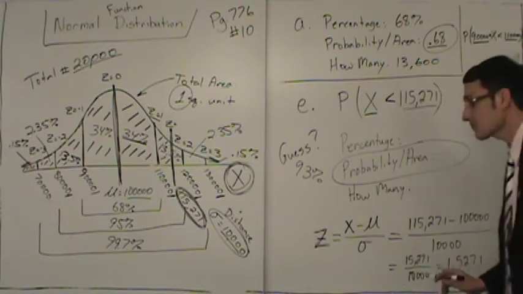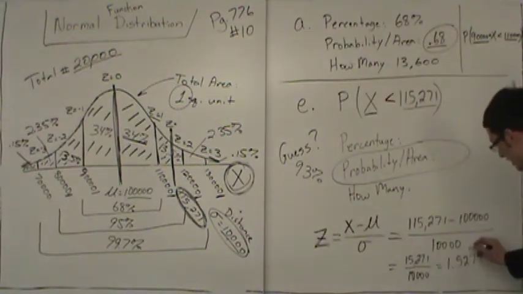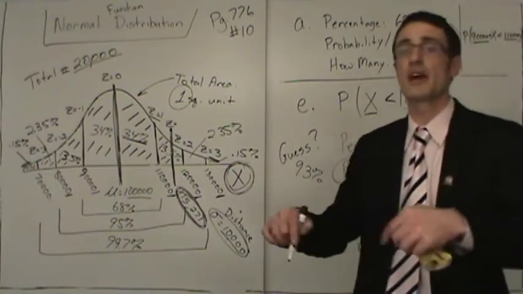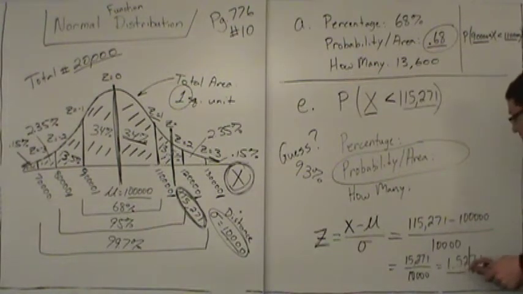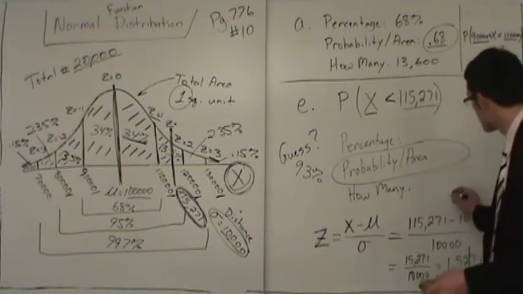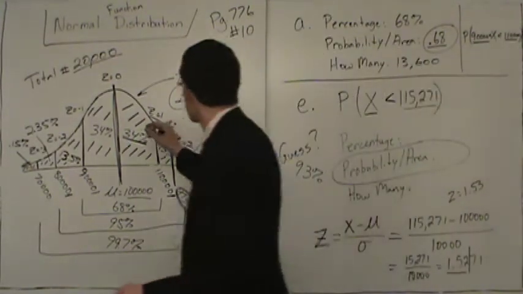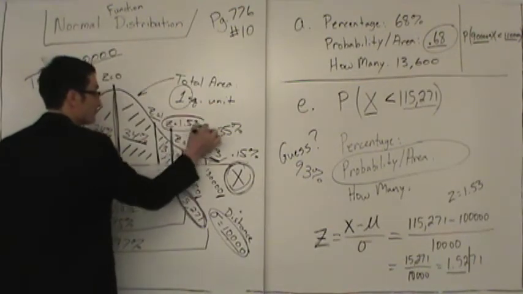That gives 1.5271. Now, z-scores go to 2 decimal places. So I want you guys to draw a line. We always round z-scores to 2 decimal places. So draw a line here between the 2 and the 7. Now my question is, is this going to round up or round down? Look at your 7. Hopefully you say 7 rounds up. So we're going to have a z-score of 1.53. So go ahead and write z equals 1.53. Let's write that over here: the z-score equals 1.53, and circle that as well.